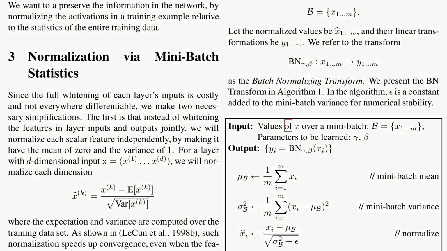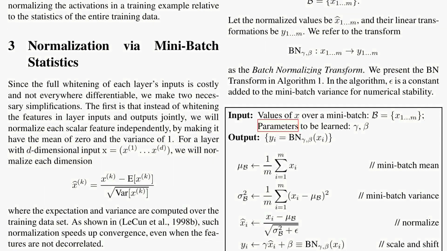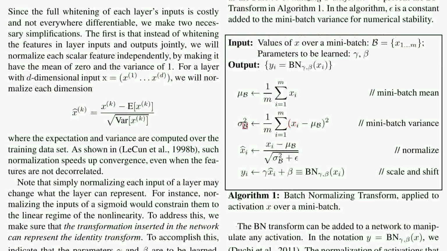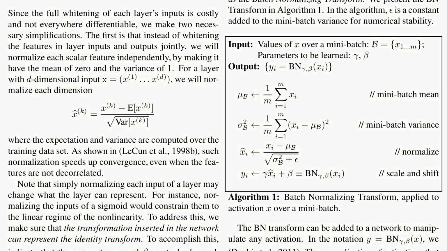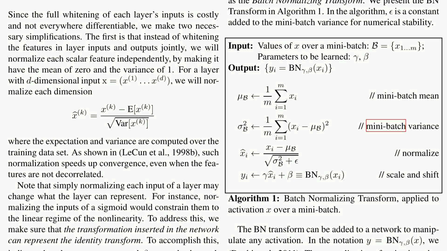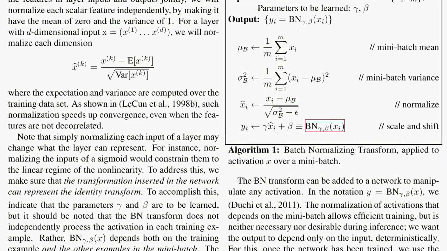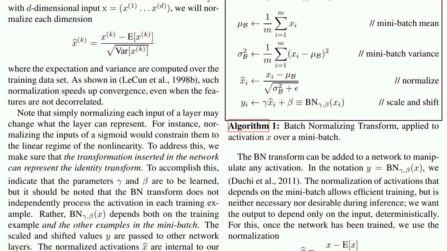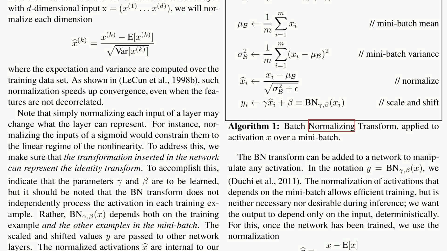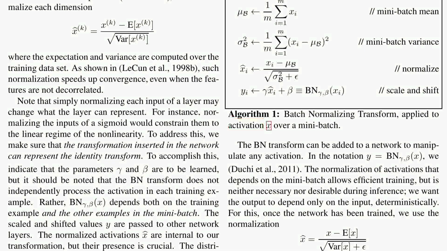Input: values of x over a mini-batch: B = {x1...m}. Parameters to be learned: γ, β. Output: {yi = BNγ,β(xi)}. Mini-batch mean: μB ← (1/m) Σ xi. Mini-batch variance: σ²B ← (1/m) Σ (xi − μB)². Normalize: x̂i ← (xi − μB) / √(σ²B + ε). Scale and shift: yi ← γ x̂i + β ≡ BNγ,β(xi). Algorithm 1: Batch normalizing transform, applied to activation x over a mini-batch.